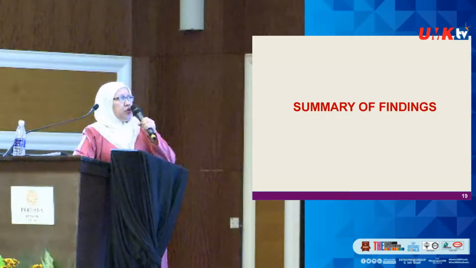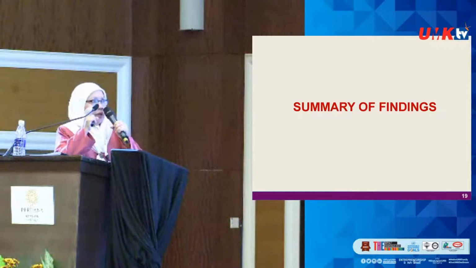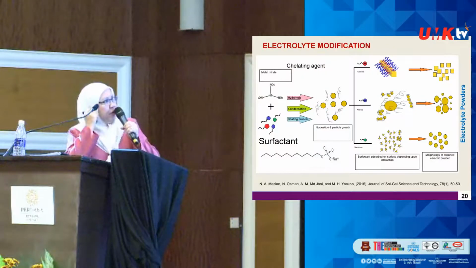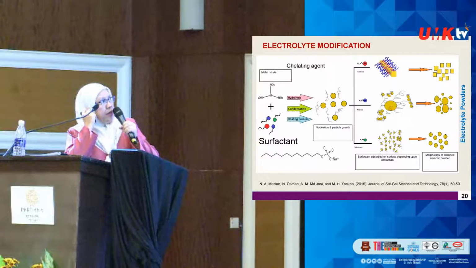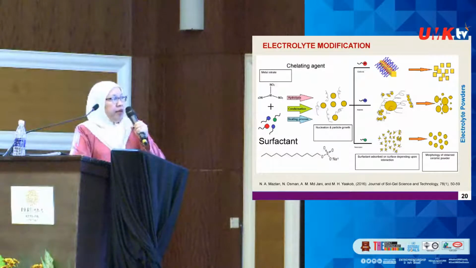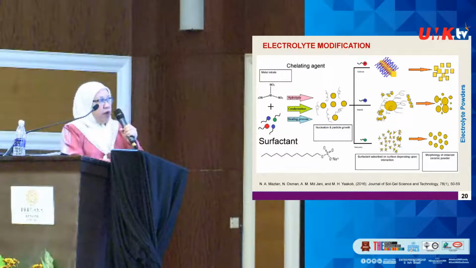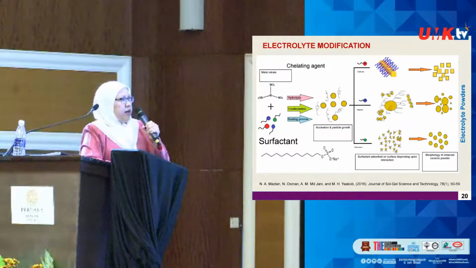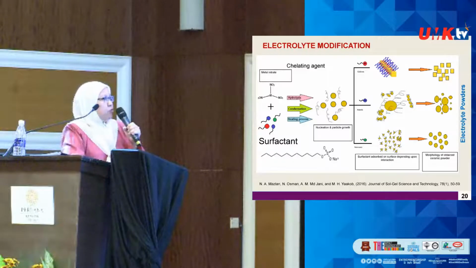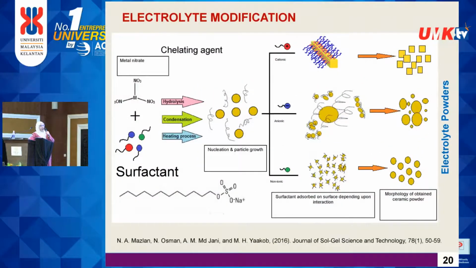For the electrolyte modification, we have modified the behavior or the characteristics of the electrolyte by using a chelating agent, surfactant, and dispersing agent. But for this one, I just present that we modify the microstructure of the electrolyte by using surfactants. We have used three types of surfactant: cationic surfactant, anionic surfactant, and non-ionic surfactant.